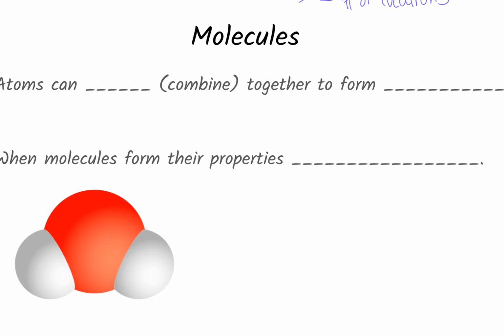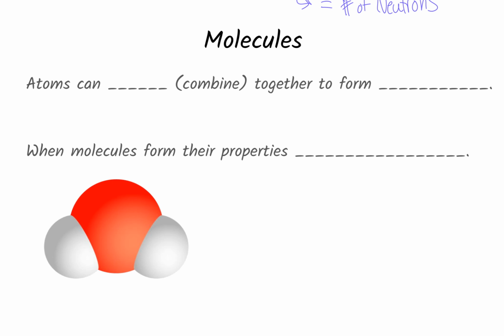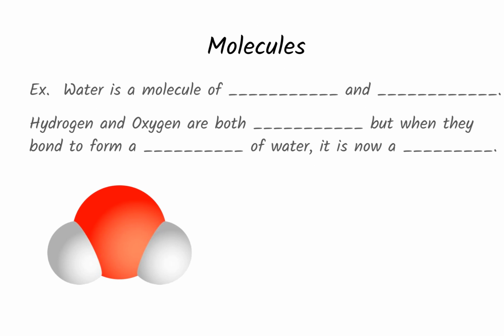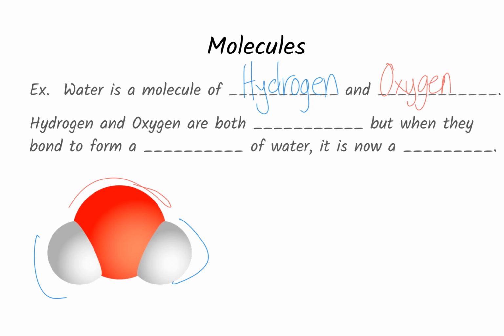Now, I mentioned this just a little bit earlier, but molecules are essentially atoms joining together or bonding. So atoms can bond or combine together to form molecules. And when molecules form, sometimes their properties can change. They're not always the same properties as the atoms that made them up. For example, water is a molecule, so it's made up of different types of atoms. And water is a molecule of hydrogen. It has 2 hydrogens found here, and oxygen. Oxygen would be this larger bubble here.